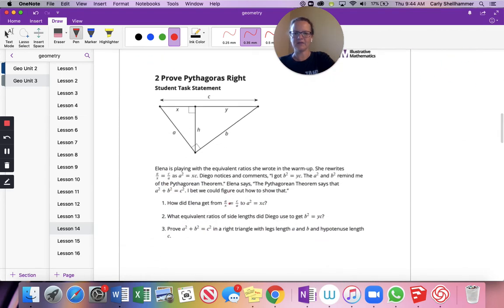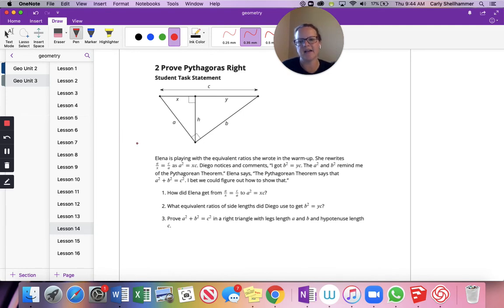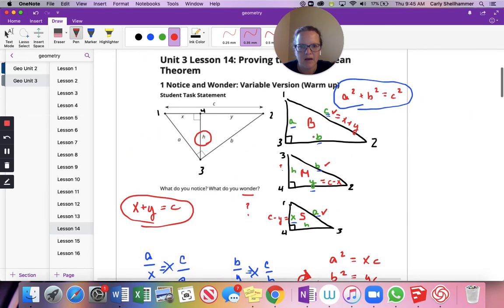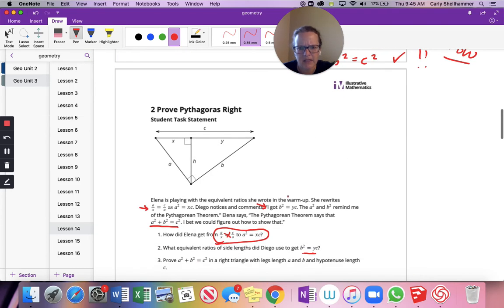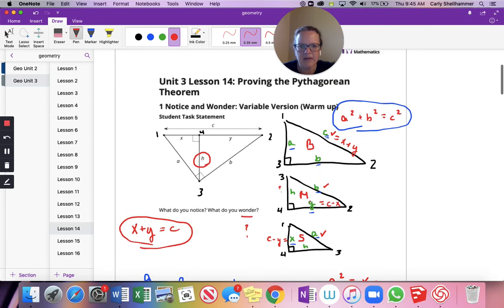Oh, we were down here though. So sorry. So we just did the second task statement by Alina saying that and Diego saying this, and then the Pythagorean theorem saying that. So how did Alina get from there to there? She cross-multiplied or multiplied down, no big deal. What equivalent ratios of side lengths did Diego use? He used the big triangle and the medium triangle, didn't he? B, Y, and C. Yep, he used the big and the medium triangle.